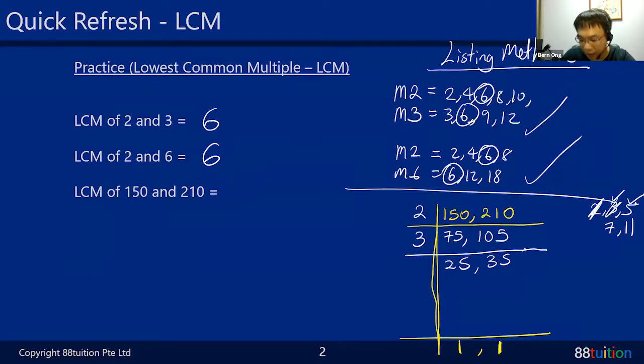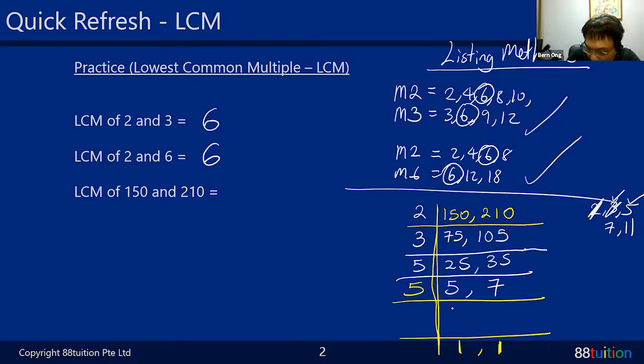Next is divide by 5. 25 divided by 5 is 5. 35 divided by 5 is 7. Then can you divide by 5 some more? Yes, the 5 can still be divided by 5 to give you a 1 here. But the 7 cannot be divided, leave it.